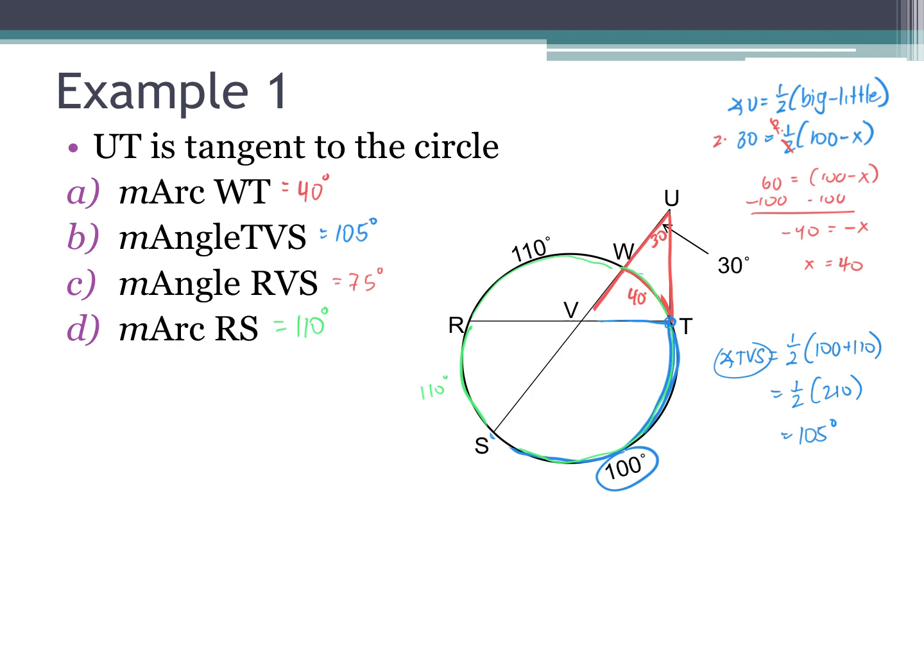We know that this angle here, angle RVS, is going to equal half the sum of 110 plus 40. It's half of the intercepted arcs, or the sum of the intercepted arcs. So it's half of 150, or 75, which we had already found. So again, you can use multiple methods. You don't have to use the new stuff if you know that a linear pair equals 180, and so you can just apply that skill.